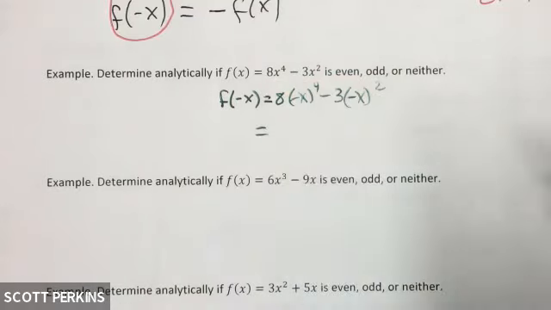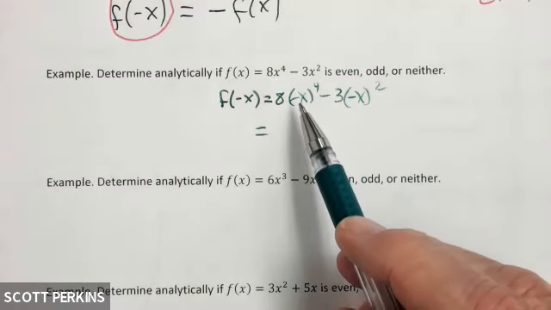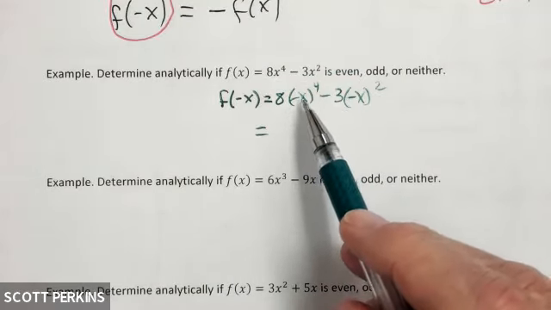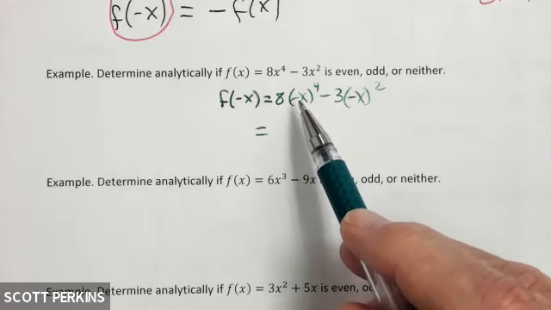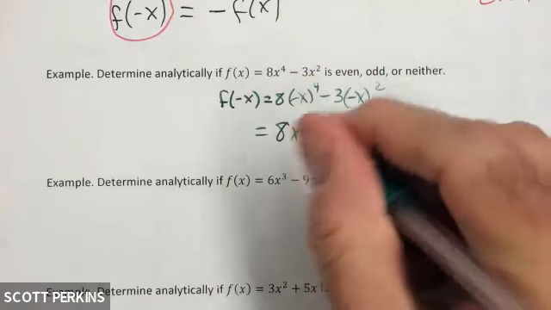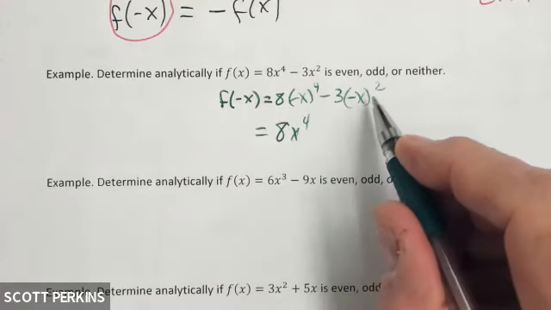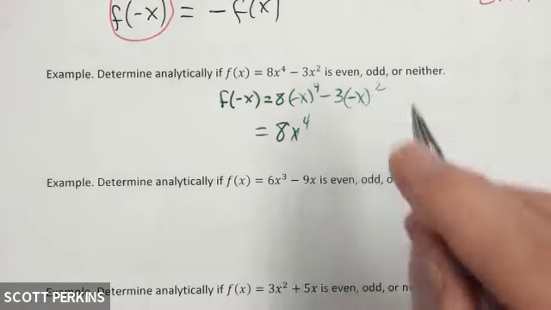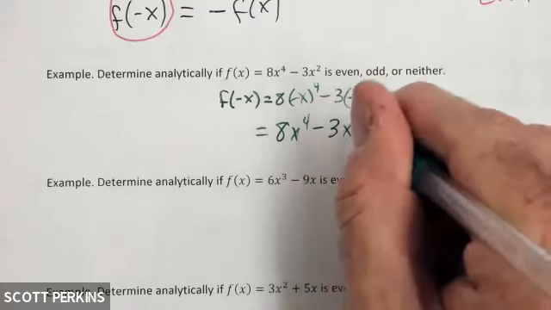And so the question becomes, when I take a negative number and I raise it to itself 4 times, what happens to it? Is it negative or positive? It's going to be positive. So that becomes 8x to the fourth. And then when I take a negative number and I square it, we just saw that's going to become positive. So that stays negative 3x squared.